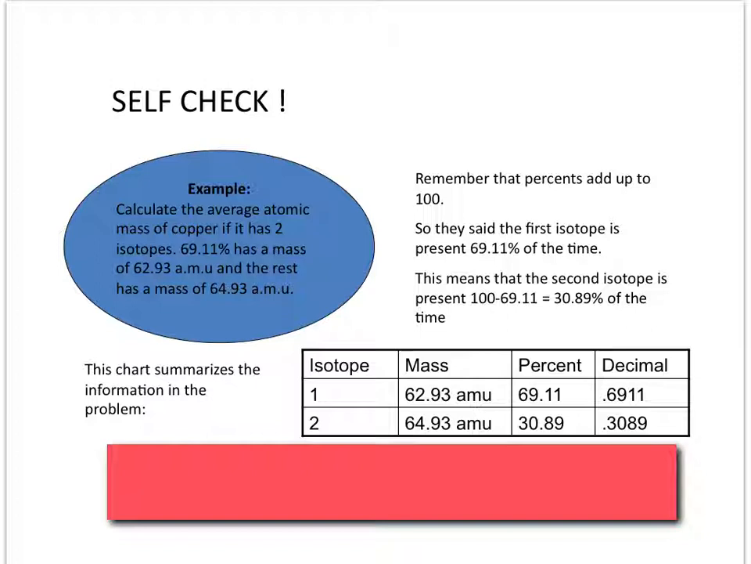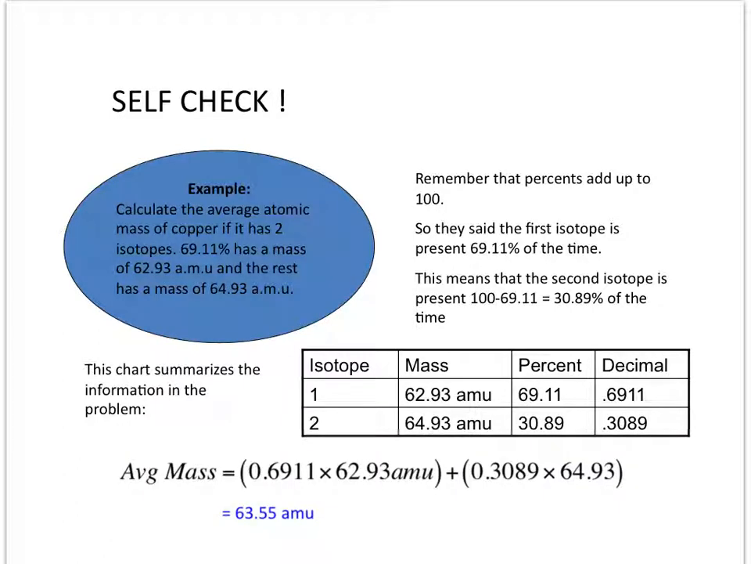This is your self-check. Go ahead and try to get the answer to this problem. Calculate the average atomic mass of copper if it has two isotopes, and then come back and see how well you did. Alright, hopefully you noticed that there were two isotopes. One was 69.11% abundant, and you were given its mass as seen in the first row of the data table, and the rest has a mass of 64.93.